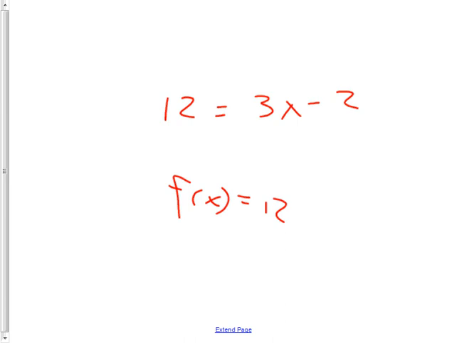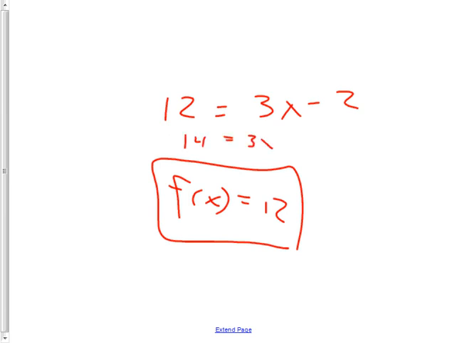See, they didn't tell me x. They told me y. By saying f of x was 12, they told me y is 12. I now stick that in. I can now solve it. Add 2 to both sides. 14 equals 3x. It's a nasty fraction, but okay, x equals 14 thirds.